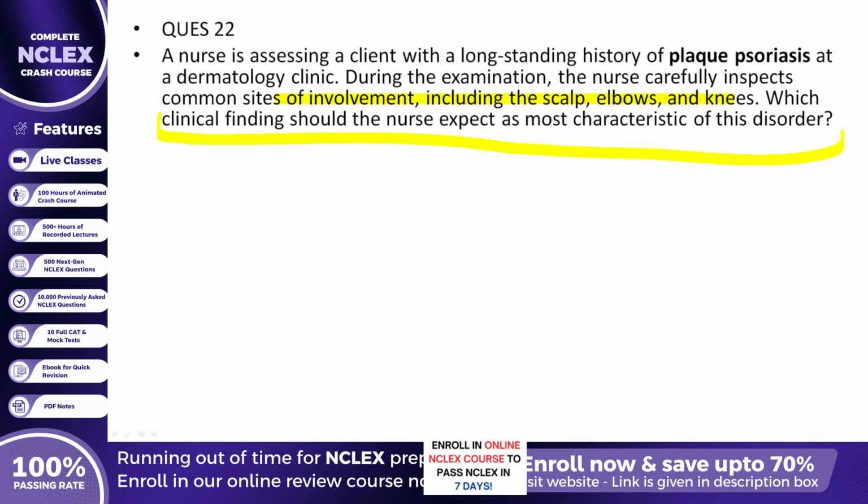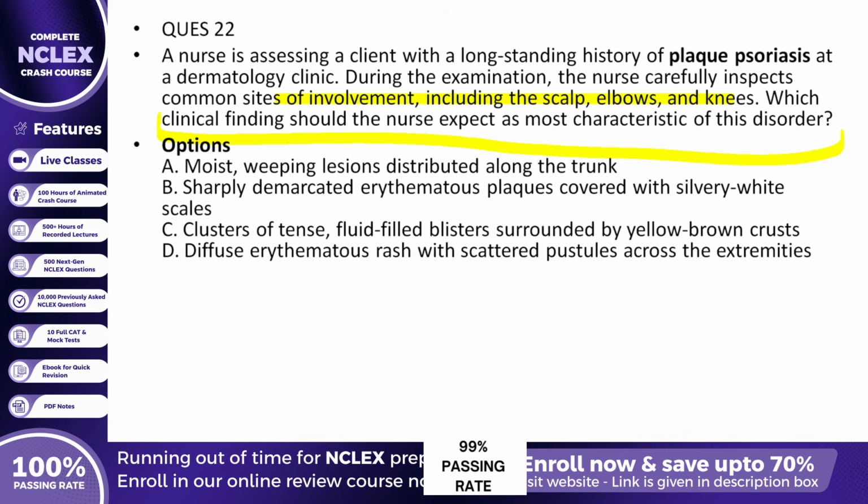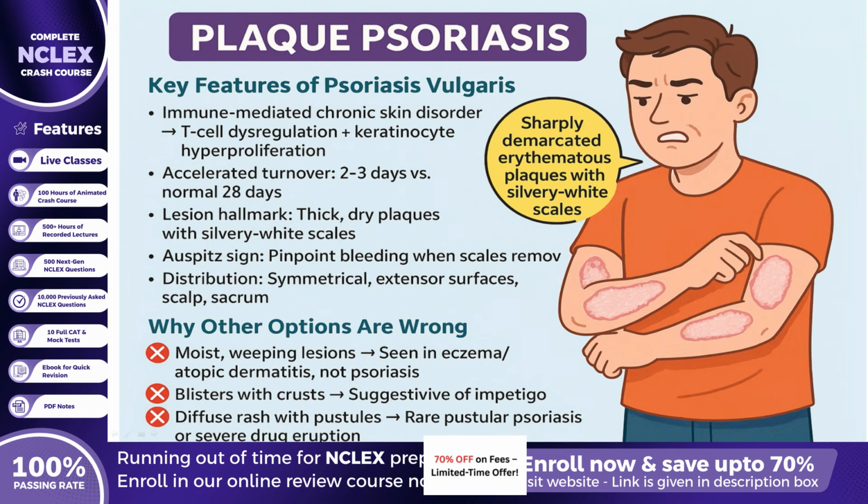The possible answers include option A, moist and weeping lesions scattered along the trunk, option B, sharply demarcated erythematous plaques covered with silvery white scales, option C, tense fluid-filled blisters surrounded by yellow-brown crusts, and option D, a diffuse erythematous rash with scattered pustules across the extremities. The correct answer is option B, sharply demarcated erythematous plaques covered with silvery white scales.